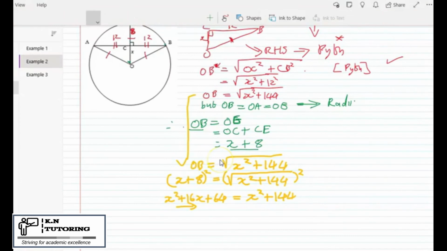Sorry about that, had some load shedding there. Anyway, let's continue. We blame everything on ESCOM. Everything that goes wrong, blame it on ESCOM.